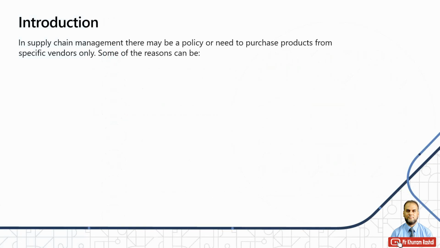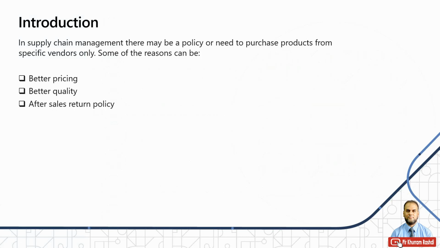So to start with, in supply chain management, in most companies there is a policy that we will buy the products only from specific vendors. This can be due to multiple reasons. It can be due to better pricing from those specific vendors. It can be that in the past those vendors have provided better quality for the products, so we have a rapport with them. Those vendors have reliable products, which may be stocked products or services.